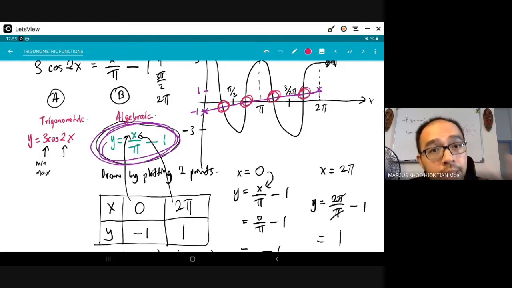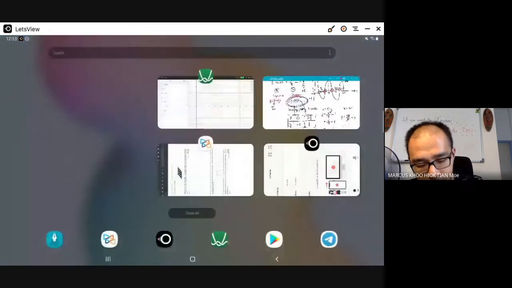Okay, and we can also do this by using Desmos lah, you know, and as I said before, try not to look at the answer at the back of the book. Use Desmos. Use Desmos to help you to verify the answer. Okay, so let me switch over to Desmos to show you.